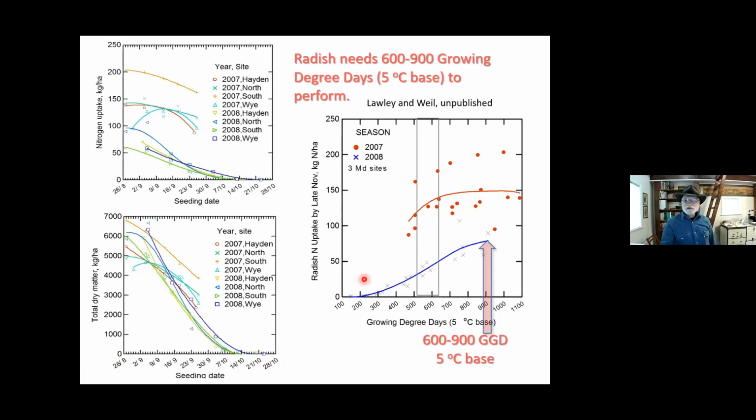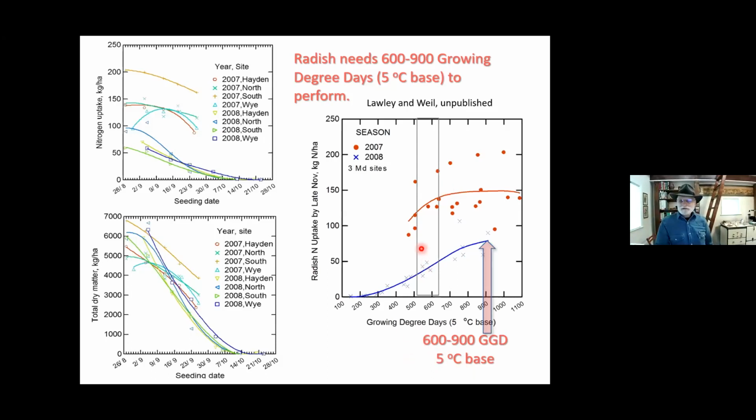To put this another way, if we're looking at nitrogen uptake, which is one of the big functions that radishes are good at, this is averaged over a number of sites in 2 years. You can see that once you start getting less than about 600 growing degree days with a base of 5 degrees centigrade, that's about 40 degrees for those of you that aren't doing metrics yet. Sooner or later, we're going to all do metrics.